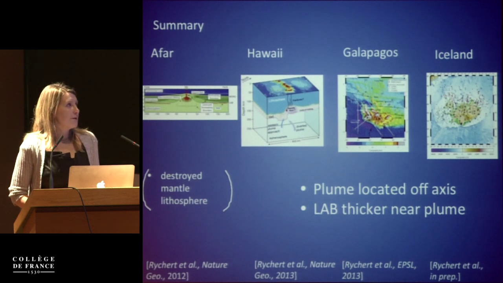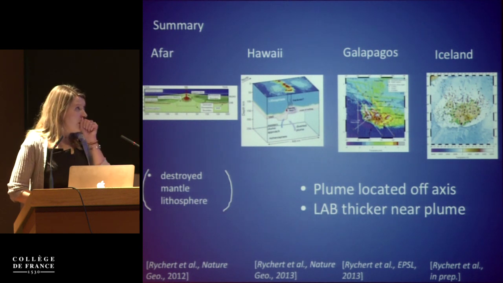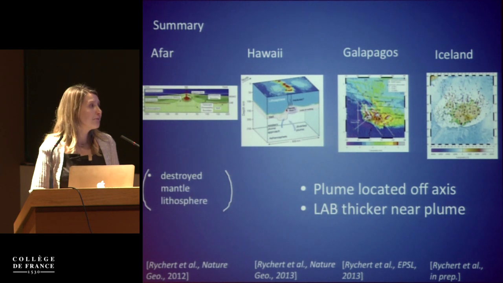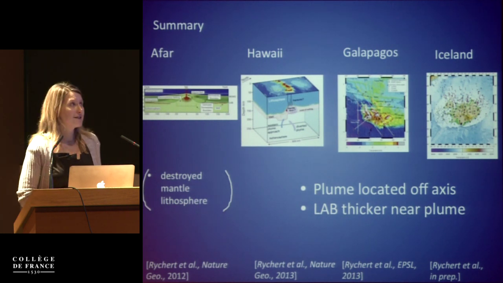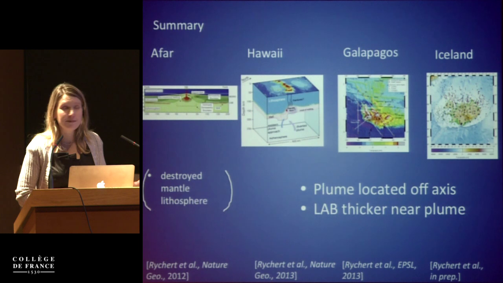So in summary, what we can say is that beneath the Afar, we think that the mantle lithosphere might be destroyed. We don't see a lithosphere-asthenosphere boundary phase. But in all of these oceanic places, we do see evidence for a lithosphere-asthenosphere boundary. I also point out that beneath Hawaii, we were really shocked to see the plume off-axis just west of the main island. Although, of course, many others had seen it off-axis at much deeper depths.